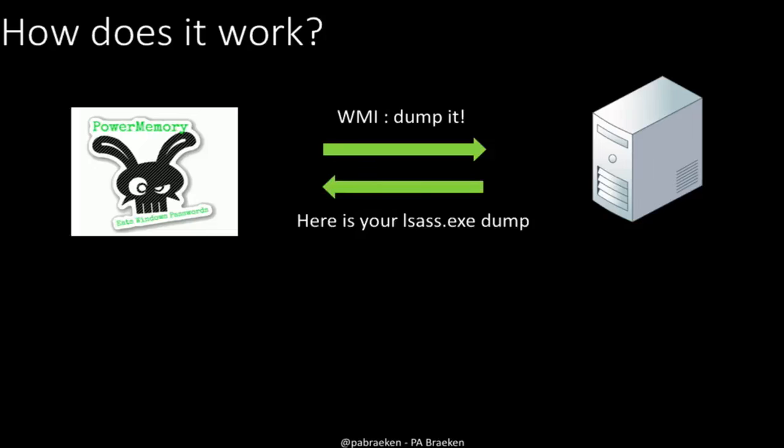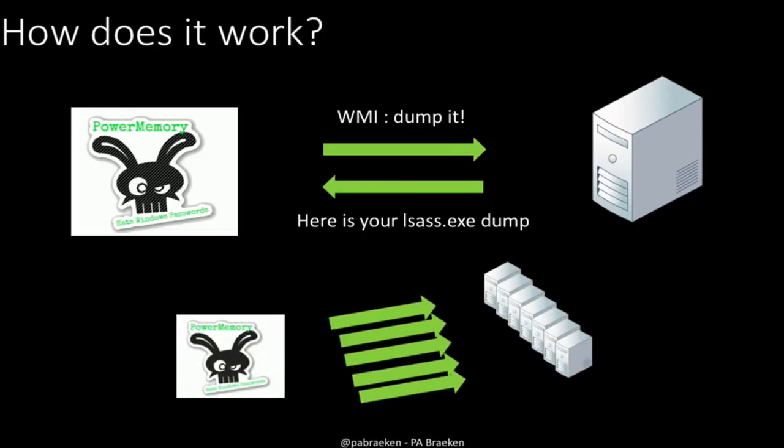So you have a server somewhere and PowerMemory. And PowerMemory will ask, basically, to retrieve some memory information. It will say, okay, by a WMI call, dump the memory for this process, for example. The server will answer, okay, here's your, for example, lsass.exe dump, which contains some interesting information like passwords. And you can do it for a lot of servers if you want.